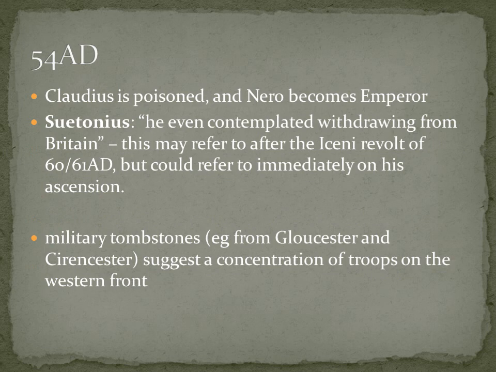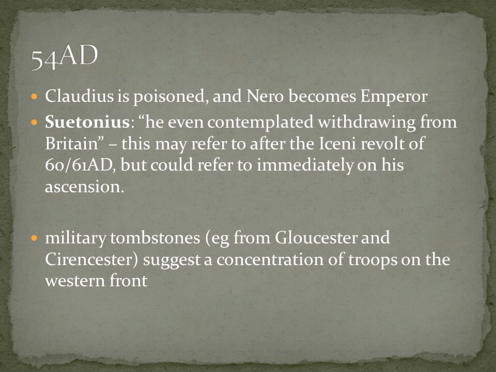Moving on to 54, Claudius dies. He's possibly poisoned, but it's not certain. And Nero becomes emperor. There is a theory that Claudius is poisoned by his wife Agrippina, who is Nero's mother. But Claudius has given the succession to Nero rather than his own son Britannicus. He passes it on to his stepson.